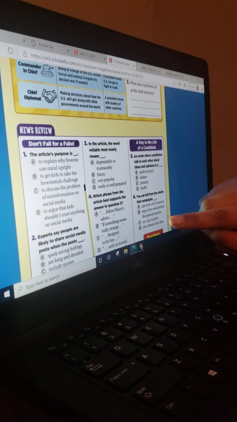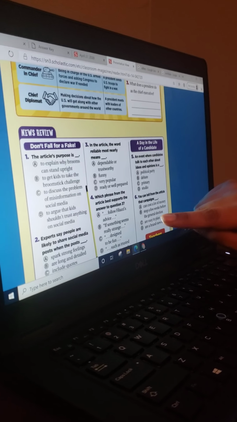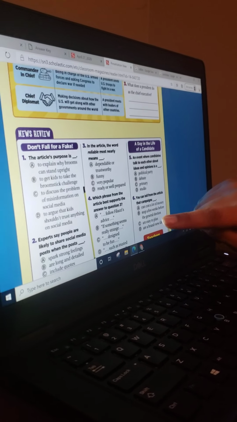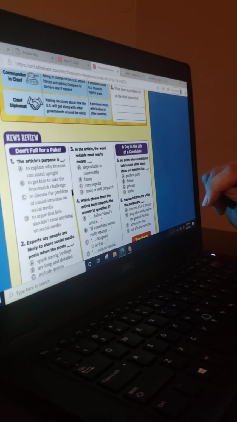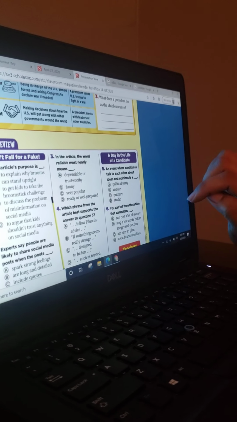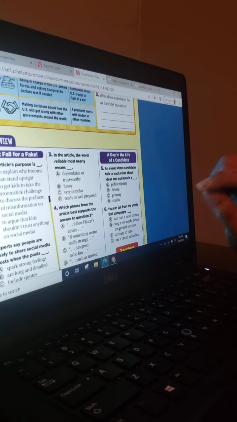And stop a few weeks before the general election. So do you think they stop campaigning and they stop rallying and they stop trying to convince people to vote for them? They don't stop. I don't think so.